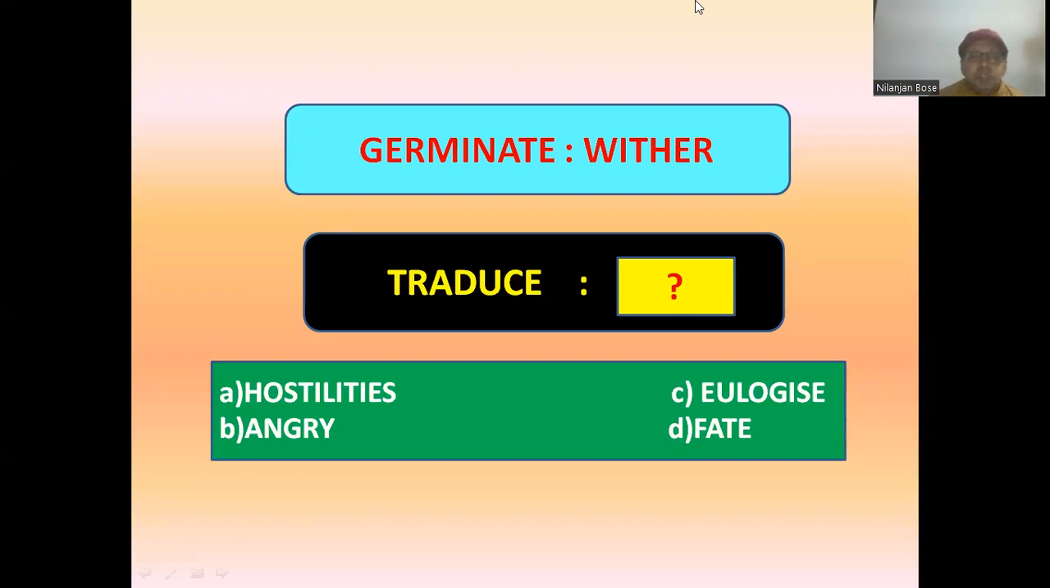Here comes the next question, and the pair of words here is germinate is to wither. Germinate means to किसी चीज को प्रोडक्ट करना, किसी चीज को ग्रो करना, right? So germinate is to grow, and opposite is wither, किसी चीज का dry out हो जाना. Fine. So what you are getting is an antonym relationship या opposite words. Now in the second pair of words, the first word is traduce. Traduce मतलब होता है किसी को डिफेम करना, किसी को बदनाम करना, right?